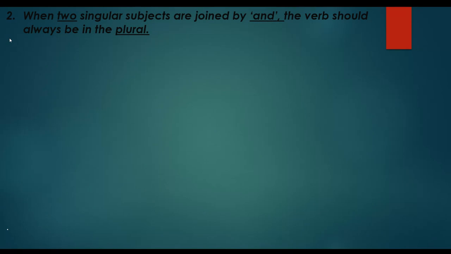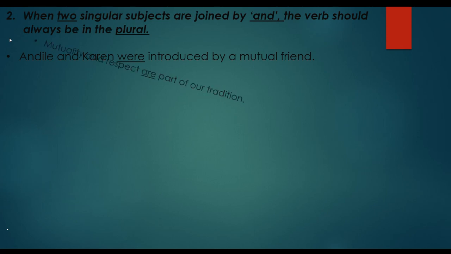Now, when two singular subjects are joined by the word and, the verb should always be in the plural. So for instance, Andile and Karen were introduced by a mutual friend, and the word were is plural. Mutuality and respect are part of our tradition, and again, the word are is plural because mutuality and respect are joined by the word and.